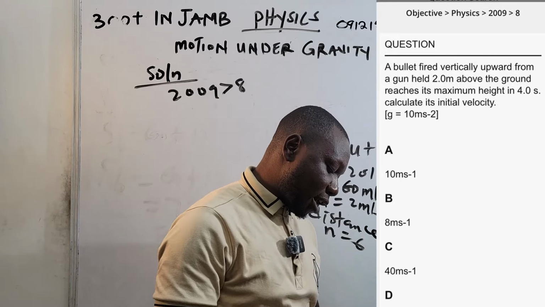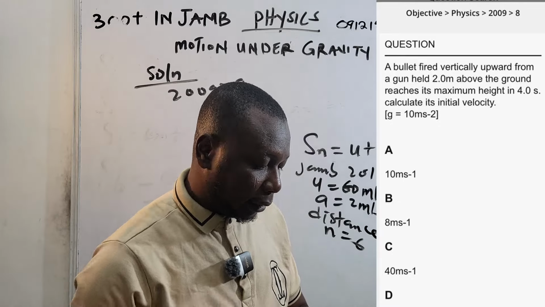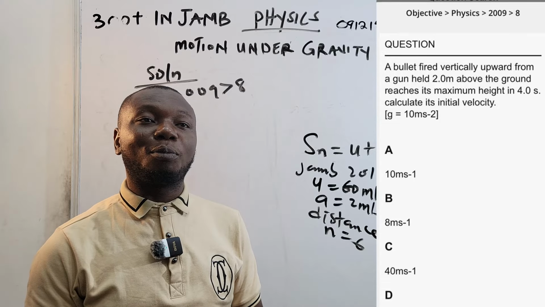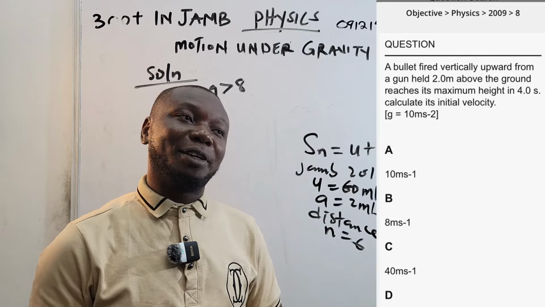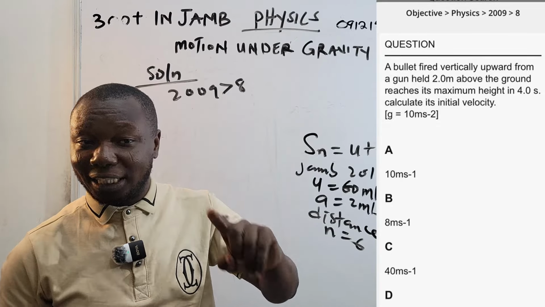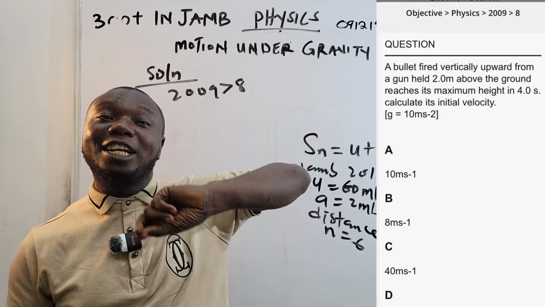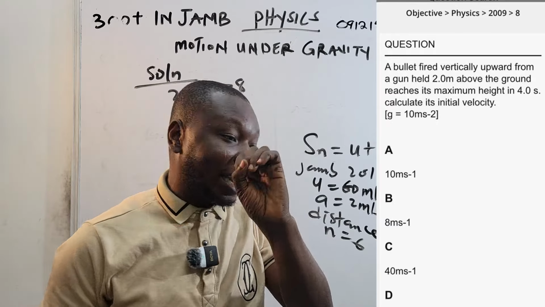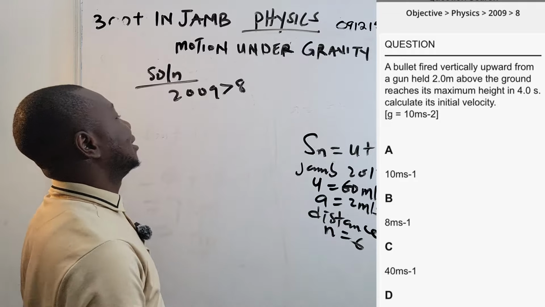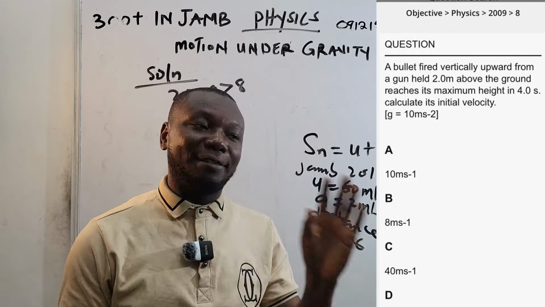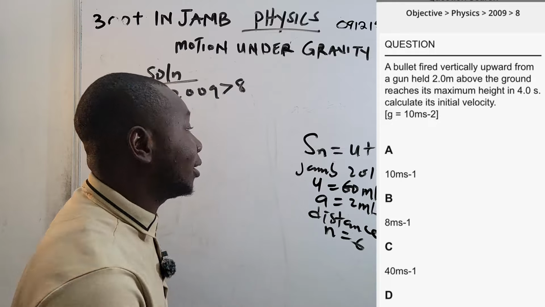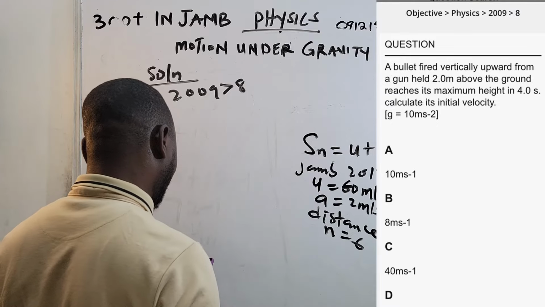He said a bullet is fired vertically upward. Yes, as I've earlier explained, you pay attention: vertically upward. So the bullet goes vertically upward. That implies it is against gravity. That should come to your mind first. So let's bring out our parameters.